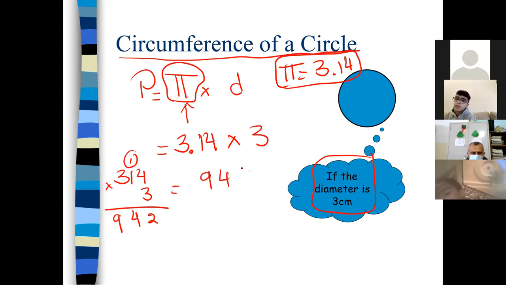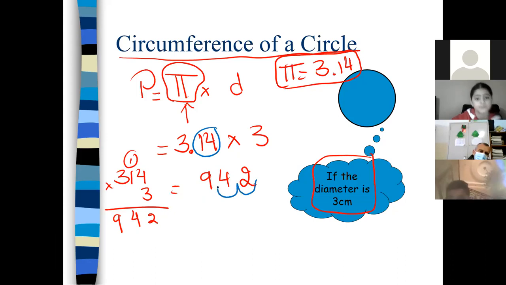So the answer is 942. Now I count and place the decimal point. How many digits do we have to the right side of the point? 2 digits. I will start from the right side, count 2 digits, then place the point. So the point is written here. The answer is 9.42 centimeters.